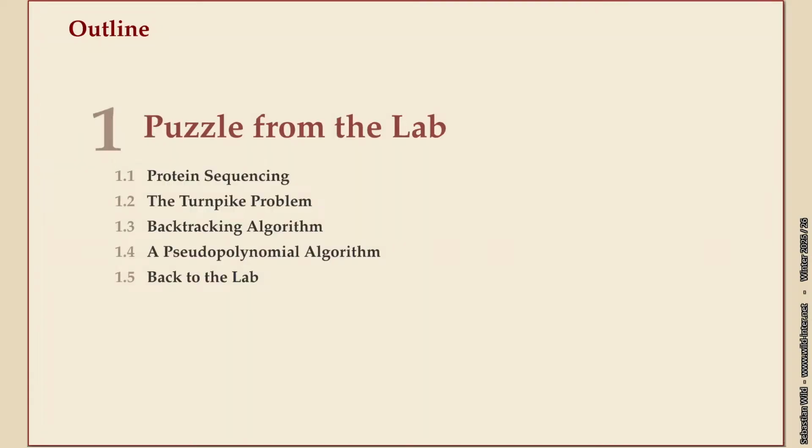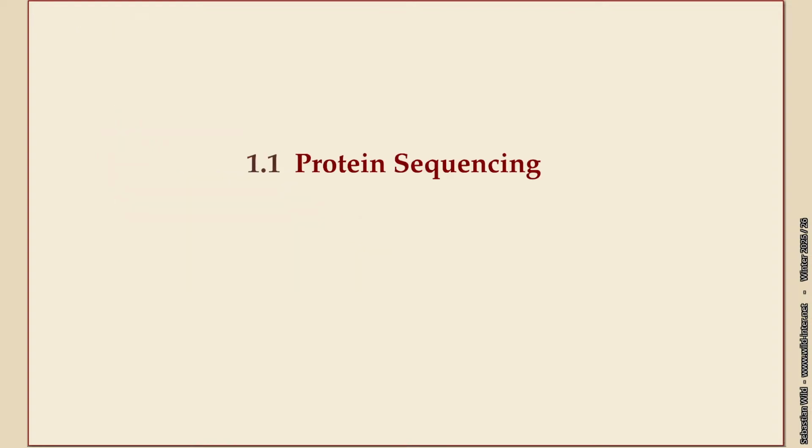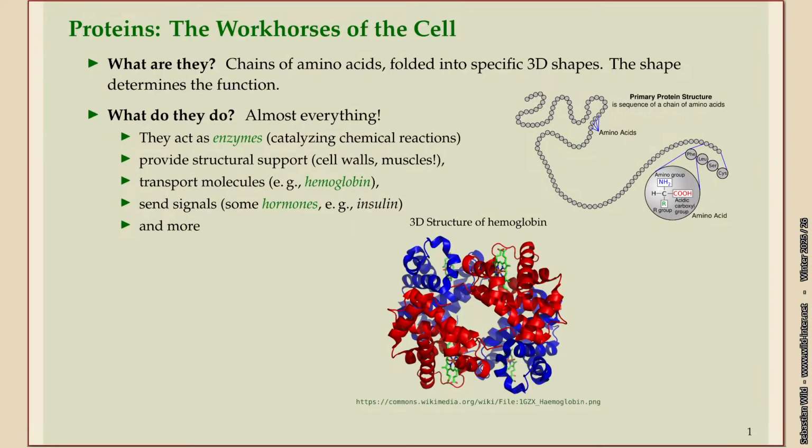The puzzle we'll look at is essentially sequencing proteins, where here this means reading what the protein is made of. And I'll tell you a little bit of what proteins are to start with. And then we'll look at the abstract problem that's behind this. That's the turnpike problem. Okay, so what is protein sequencing? Well, for that, we should know what proteins are, I guess.